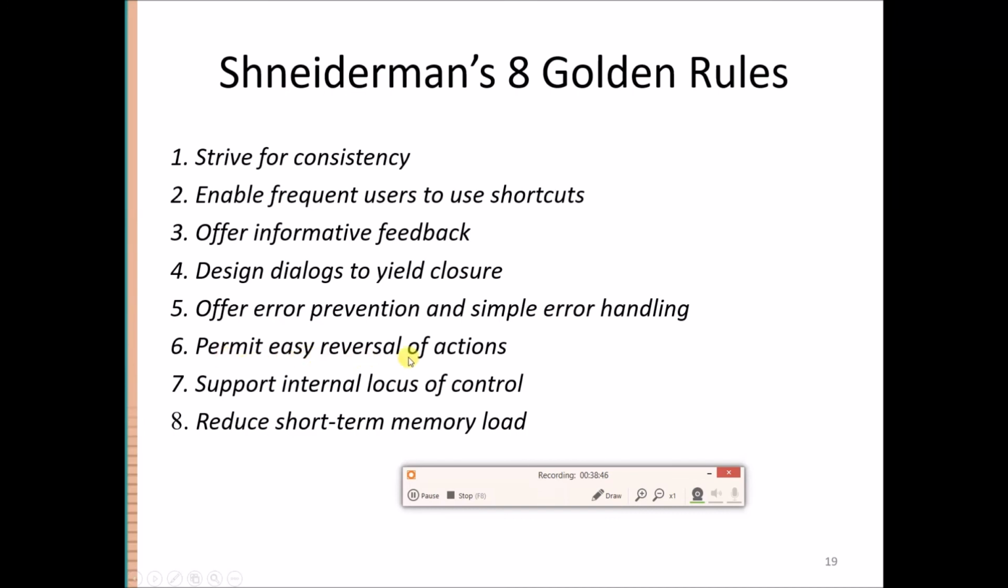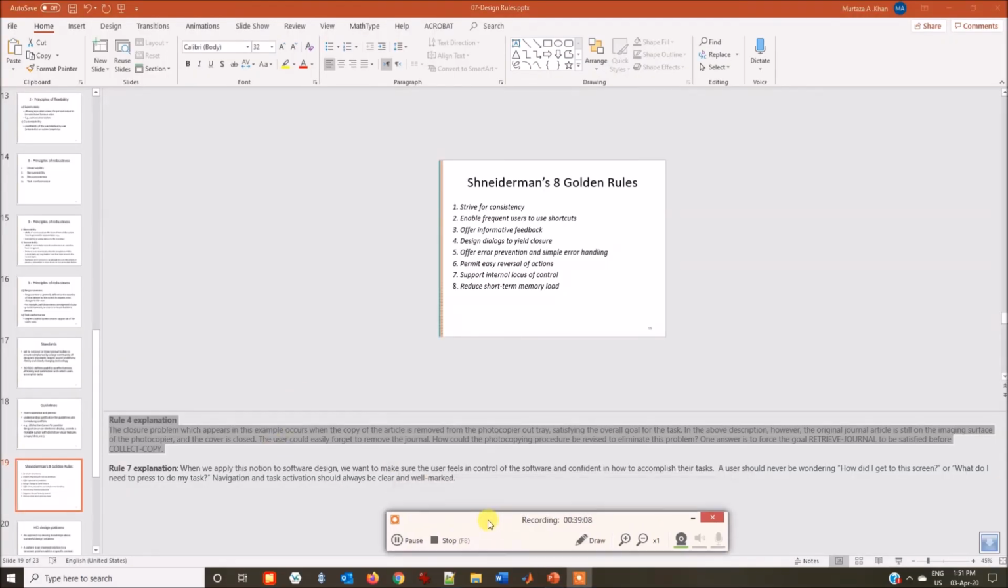Permit easy reversal of actions. If the user has made some mistake, they should be able to go back to the previous state, correct the mistake, and then move forward. For example, in a word processor, if you delete some table or some picture, you can undo the action with Control Z. Support internal locus of control. Again, the explanation is there. What is meant by internal locus of control?